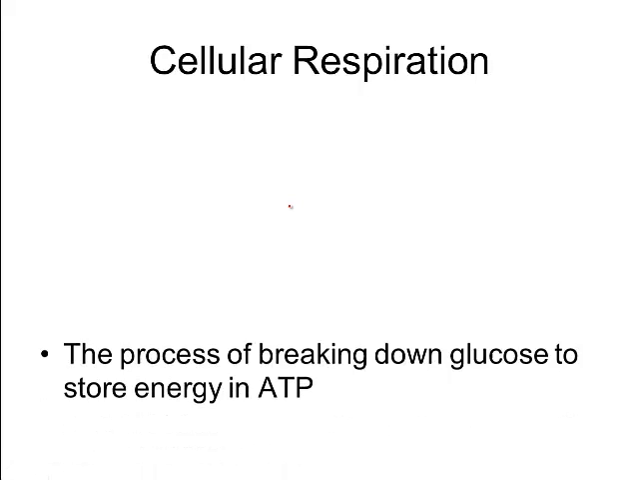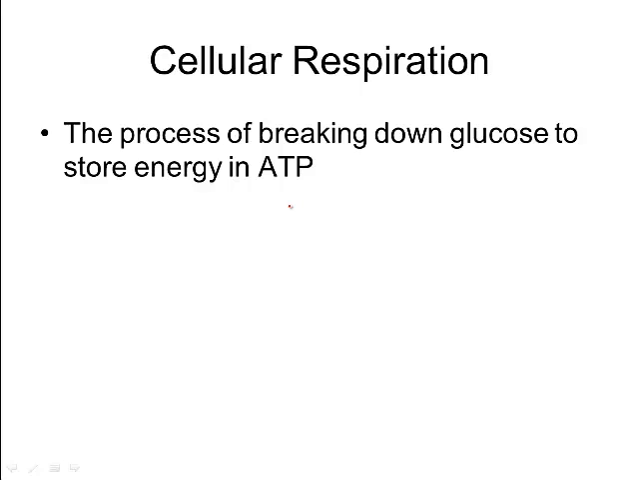So when we talk about cellular respiration in general, it's the process of breaking down glucose to store the energy in ATP. So if you remember, ATP is our temporary storage molecule for energy. It's what cells use in order to get their energy. So we have to get the energy out of the glucose, which was made in photosynthesis, and we have to put it into ATP, and then our cells can use that energy source.